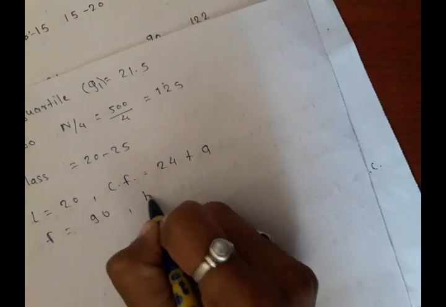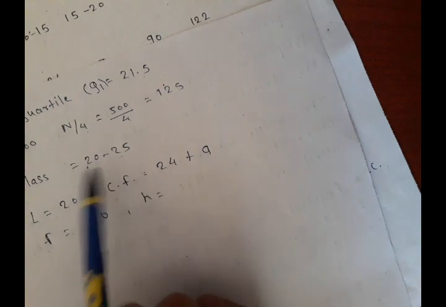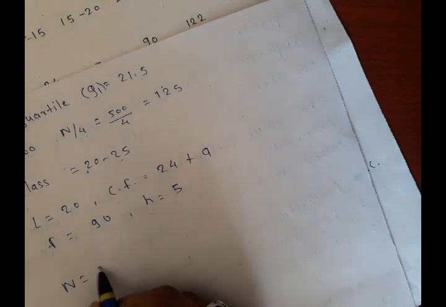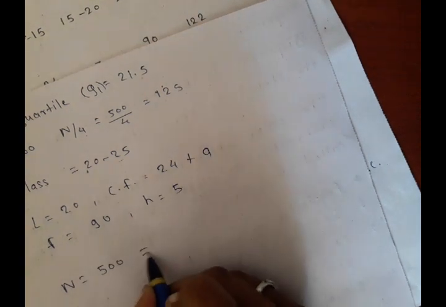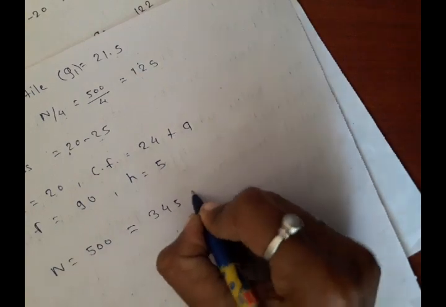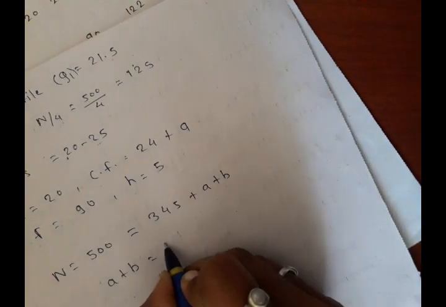H is the class width, that is upper limit minus lower limit, which is 5, and capital N is equal to 500, which is equal to this 345 plus A plus B. So A plus B is equal to 155.